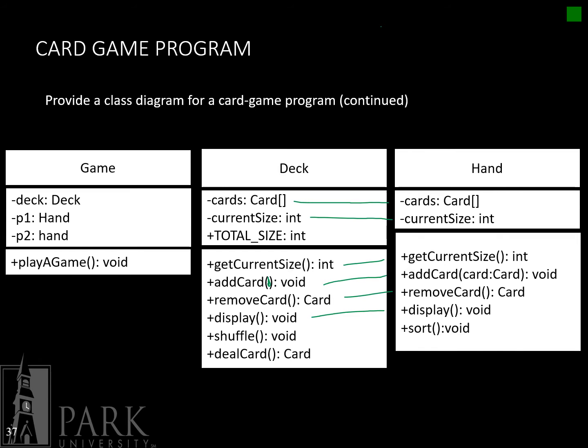So four of the methods are the same, and two of the properties or attributes are the same as well. So that's a great place to look for generalization, to pull these things out and put them into a parent class.